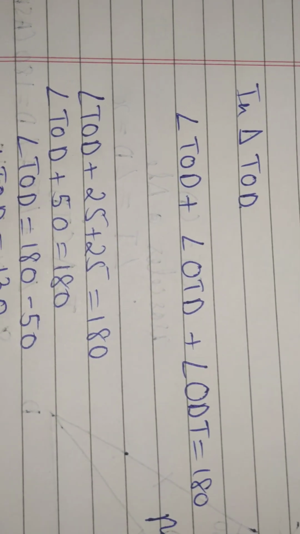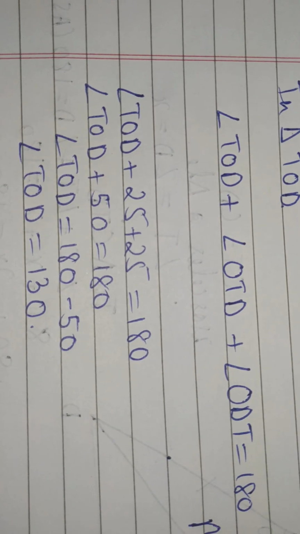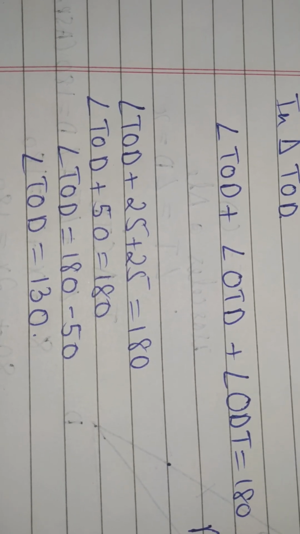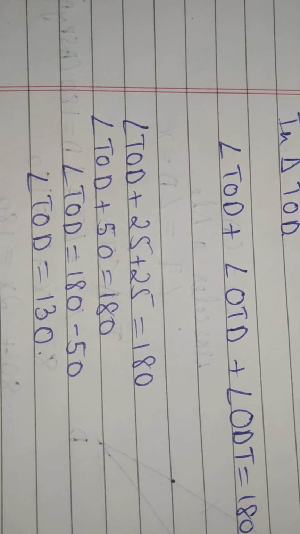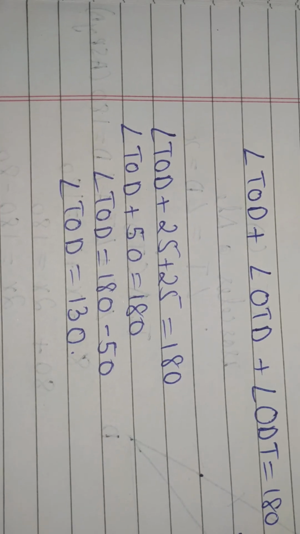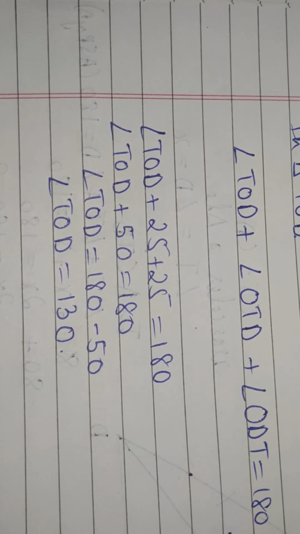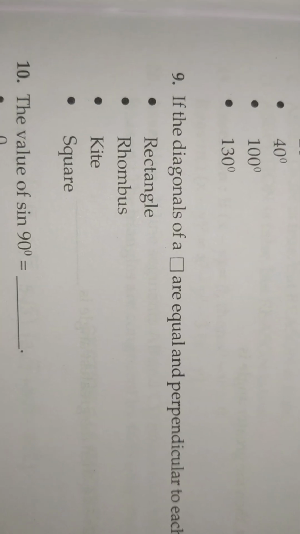So angle TOD plus 25 plus 25 is equal to 180. If I add 25 plus 25 it will be 50. If I take 50 on the other side it will be minus 50. So angle TOD is equal to 130. So the final answer will be 130.